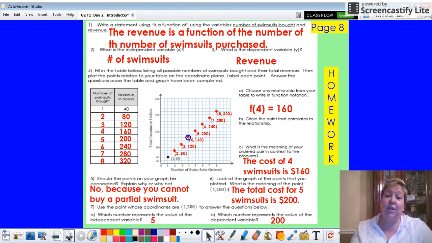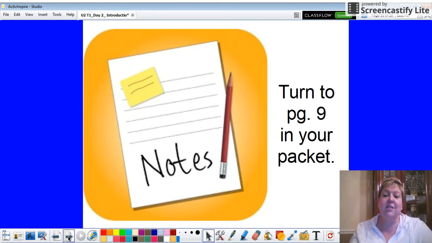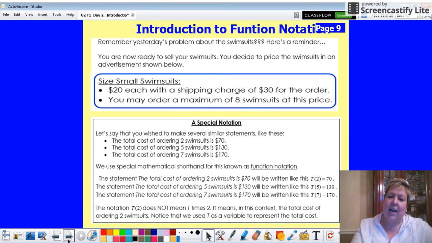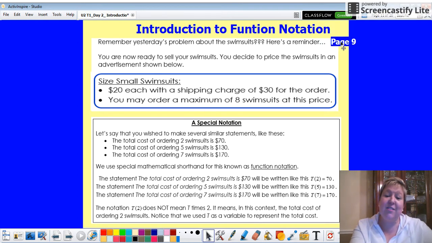All right, so hopefully you had a chance to look at those homework answers. If you are starting the video again, you can see that it asks you to turn to page 9 in your packet. So we're going to take a couple of notes together. On page 9, this is actually our introduction to function notation. Yesterday's problem about the swimsuits, well, we're coming back to it. We just kind of reviewed, so I'm not going to read that all again.